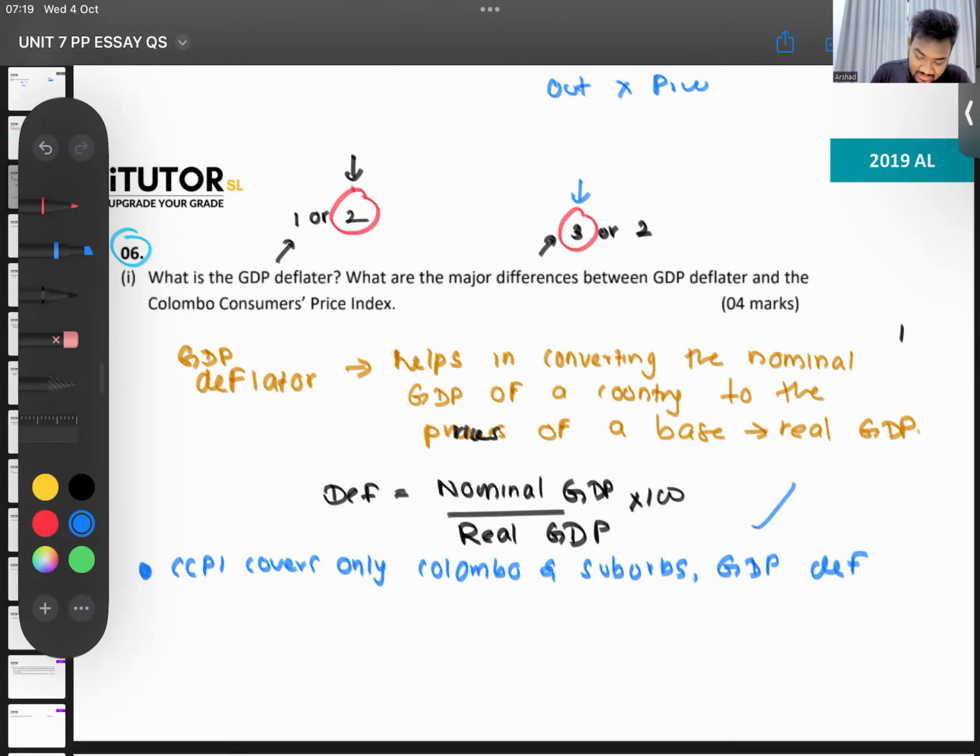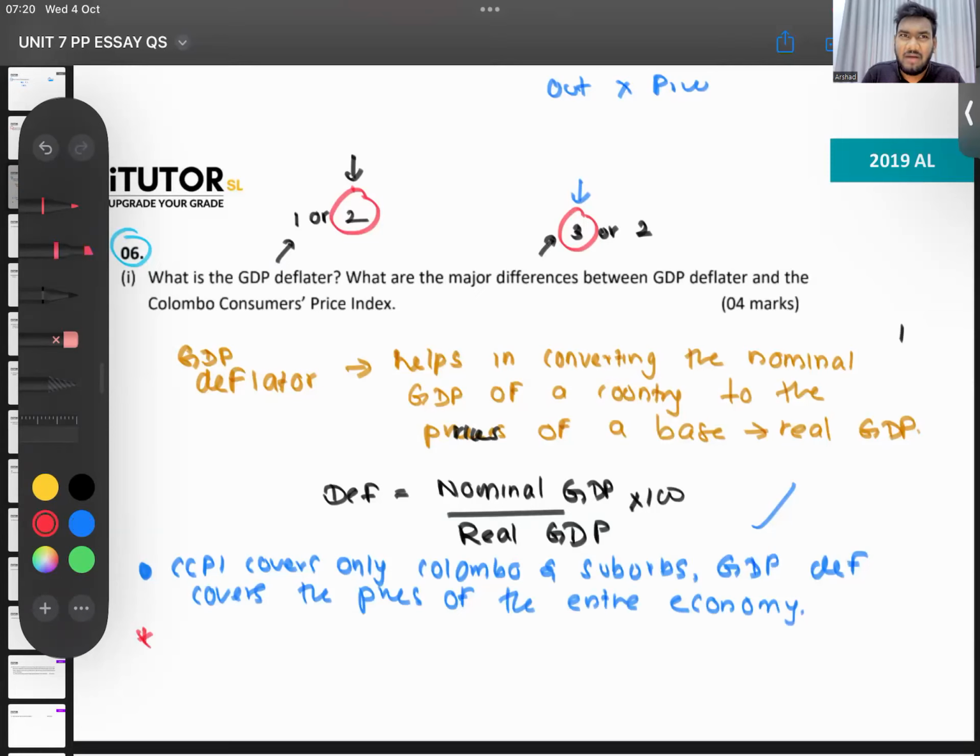Covers the prices of the entire economy. What else can we say? Okay, that is one difference. Now you'll get 1 mark for that. Can we give some other differences apart from those? Colombo Consumer Price Index and the deflator.